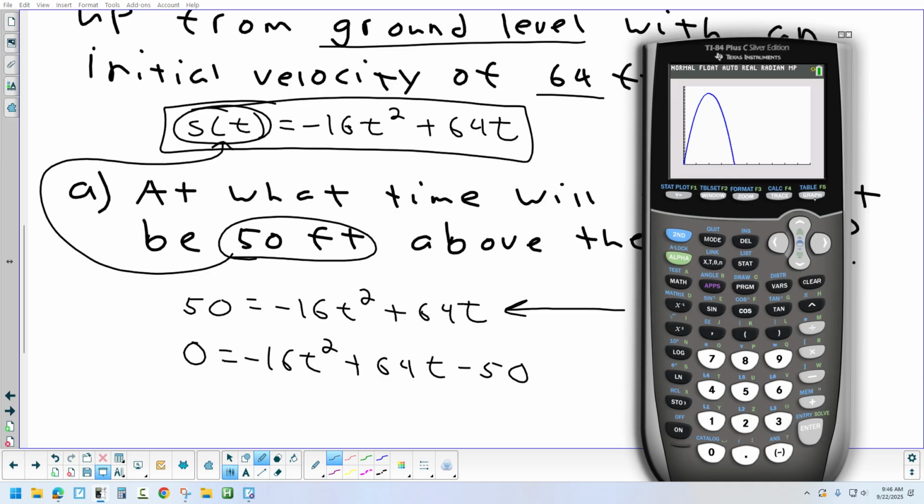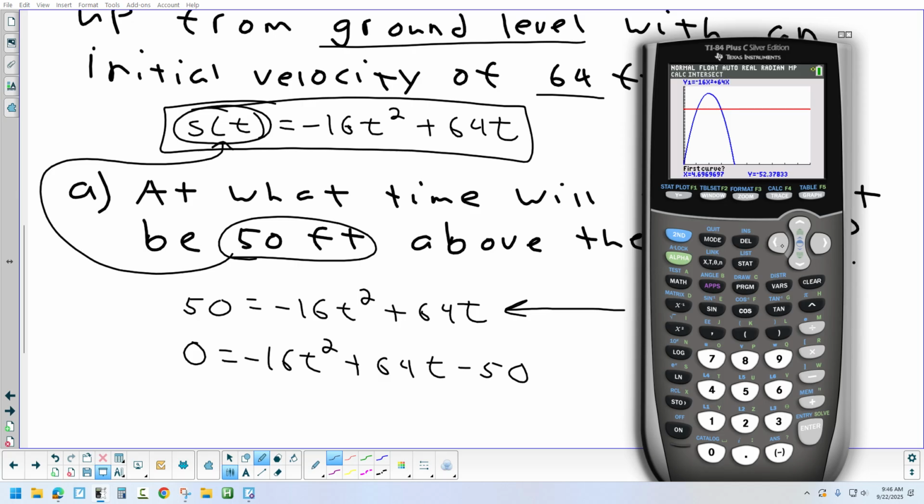So there's the height of my rocket, and there's 50 feet. Why does it look like the rocket hits 50 feet twice? Yeah, because it goes up and it goes back down. So there's 2 times where the rocket hits 50 feet. And last week, I think we talked about, did we talk about how to find an intersect on the calculator? Yep. So we're going to do second calc intersect.